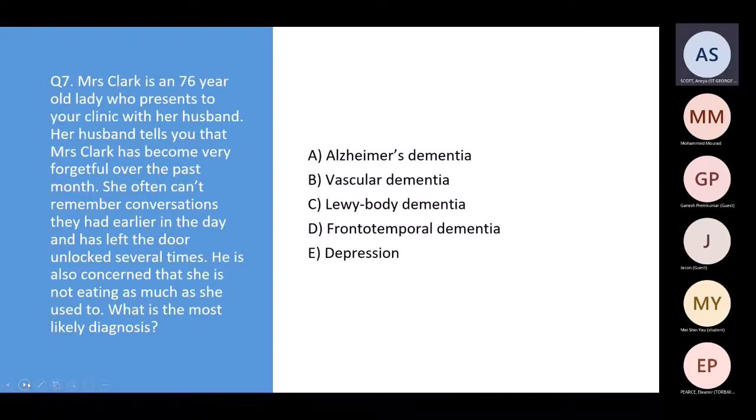So next question. Mrs. Clark is a 76-year-old lady who presents to your clinic with her husband. Her husband tells you that Mrs. Clark has become very forgetful over the past month. She often can't remember conversations they had earlier in the day and has left the door unlocked several times. He is concerned that she's not eating as much as she used to. What's the most likely diagnosis?